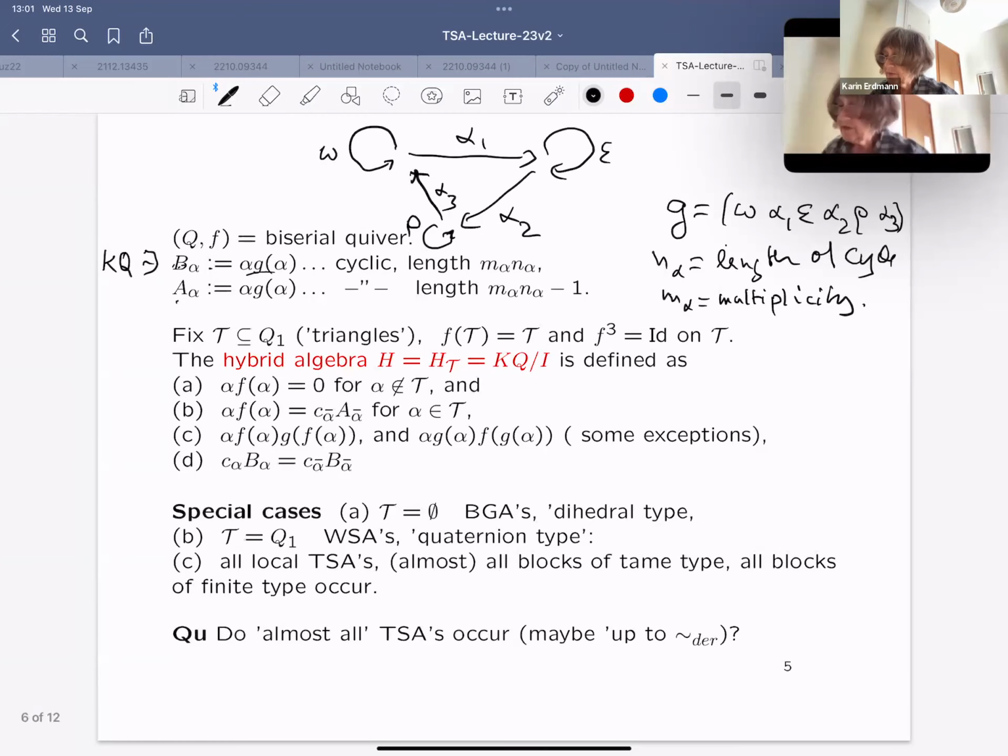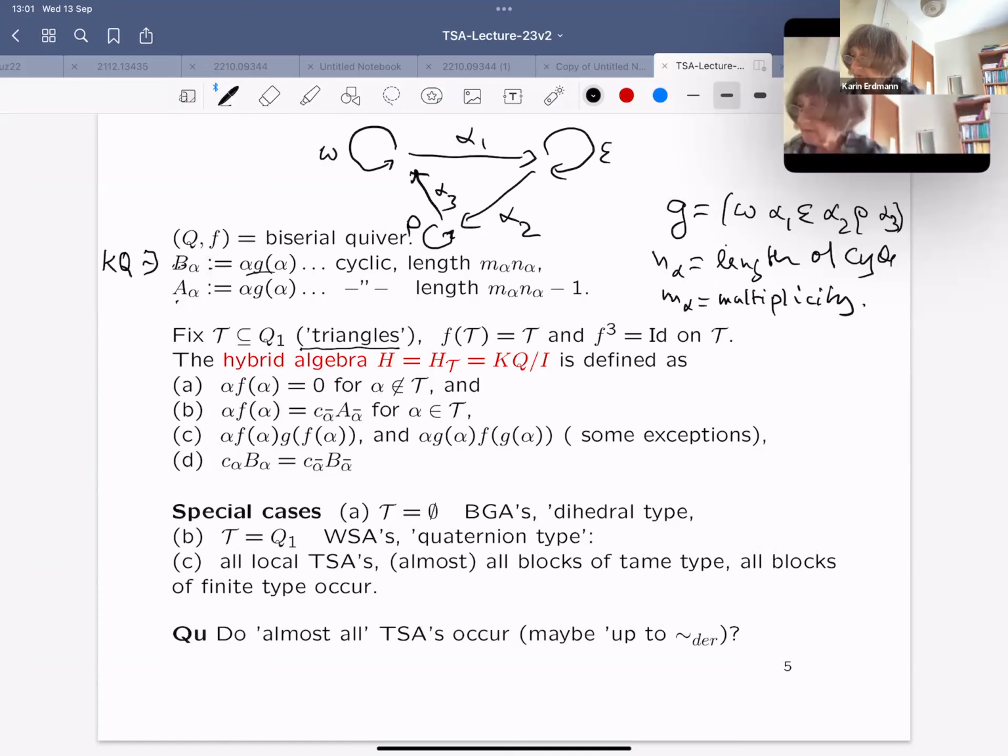And so with this data, we can define an algebra. So we take a set of arrows in this quiver, which must be invariant under F, and F on this set should be the identity. So in this case, we can take T to be just alpha 1, alpha 2, alpha 3. This would be okay. This is not everything. It's just one cycle of F, because F here was alpha 1, alpha 2, alpha 3, and lots of loops, right?